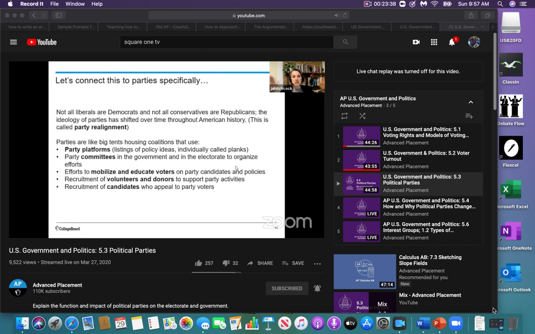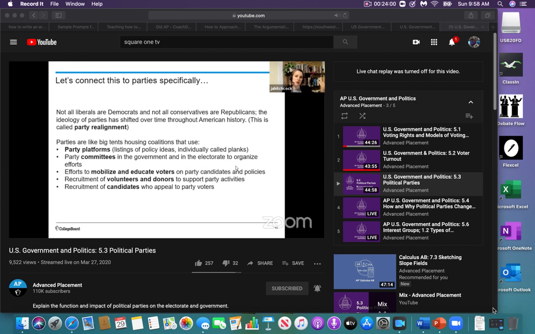But what do we see in these big tents, right? We see that when all of these groups, all of these communities come together and they have their ideas and their opinions, their whole purpose is to win. This is a direct connection to win. So they are going to create a list of policy ideas. Together, we call them platforms. Each one individually is called a plank.